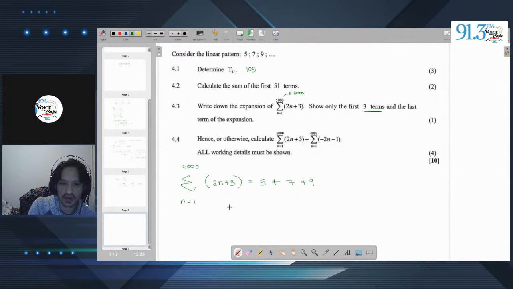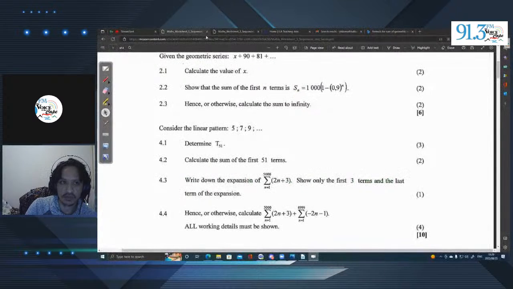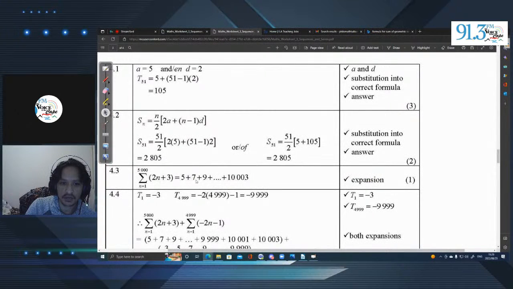And now we just substitute 5,000 in, which is supposed to be 10,000 plus 3, dot, dot, dot, plus 10,003. And that should match the memo. And there we go. Matches the memo. First three terms and the last term.